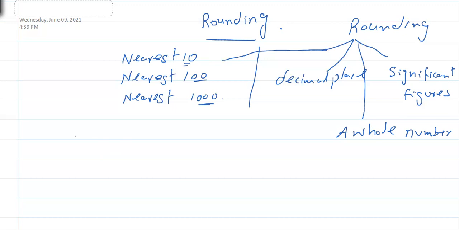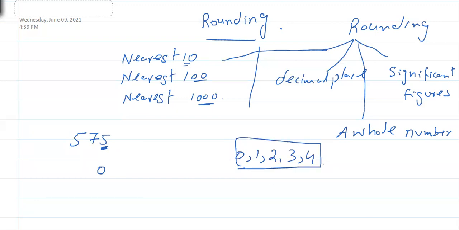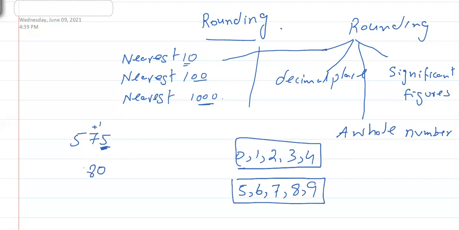Now, for example, let me say I have 575. To round this to the nearest 10, this last digit I will make zero. But the digit that you are going to make zero, if it is 0, 1, 2, 3, 4, then there will be no change in the remaining part of the number. But if you have these digits 5, 6, 7, 8, and 9, then you will add 1 in the next digit. For example, in this case, we are having 5, so I need to add 1 in the next digit. It will become 8. So 580. I rounded this one to the nearest 10.